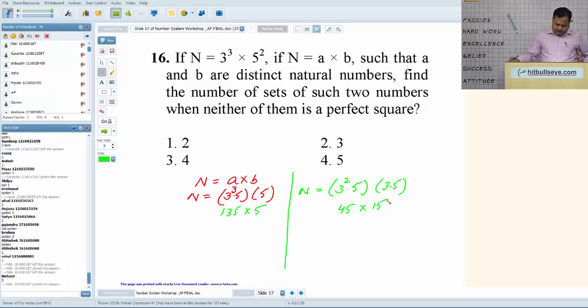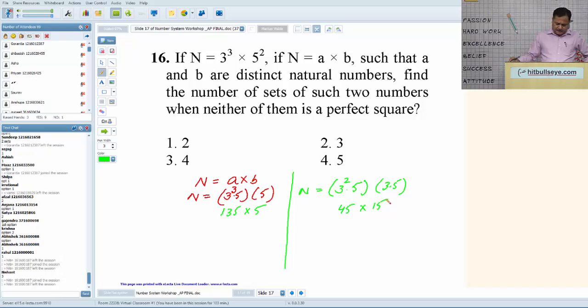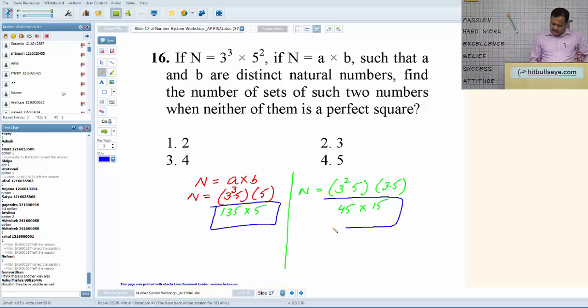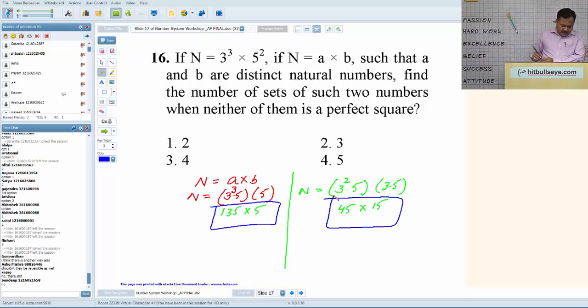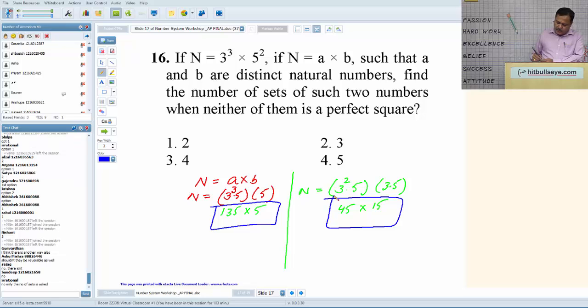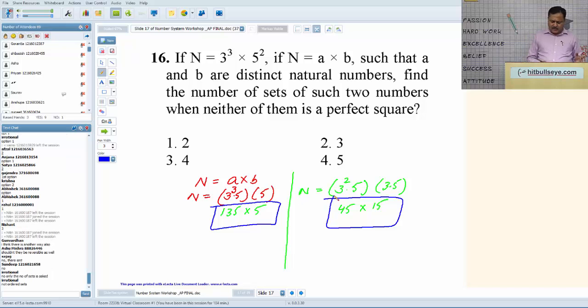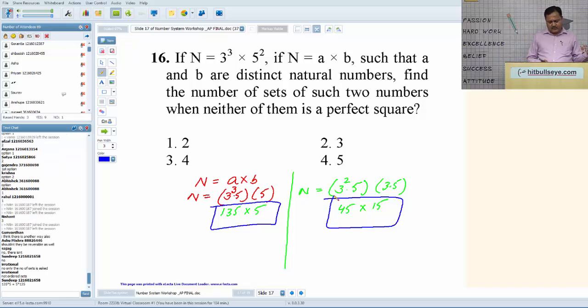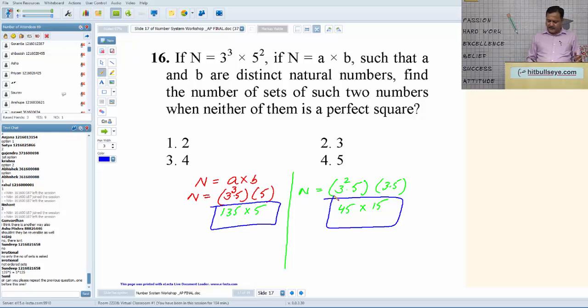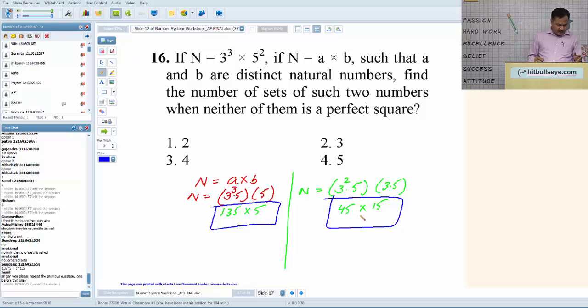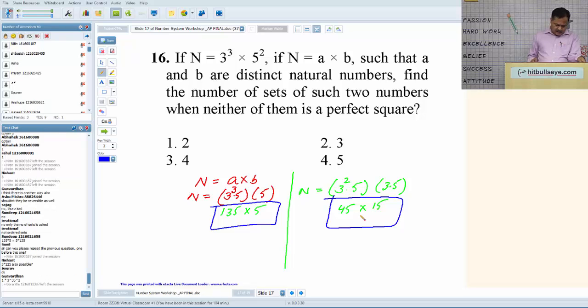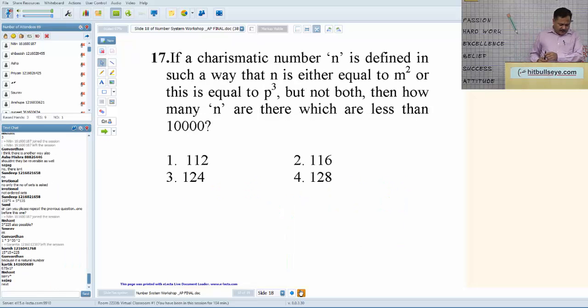So answer should be first option. Only two ways are there. That is 135 into 5 and 45 into 15. You cannot reverse this because question is asking about the number of sets. Number of sets is basically ordered pairs. So 135 into 5 and 5 into 135 are the same thing. 45 into 15 and 15 into 45 are the same thing. In this question answer, there are only two pairs. First option. So let us move to the next question.